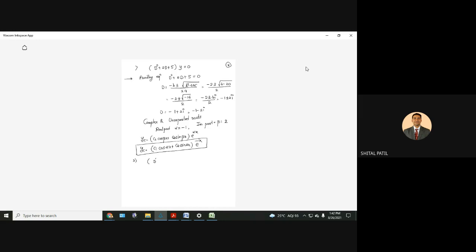Those who completed, please go through the next example. D square minus 6d plus 9 y equal to 0.